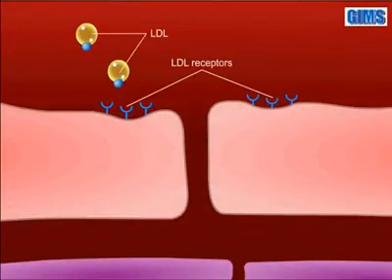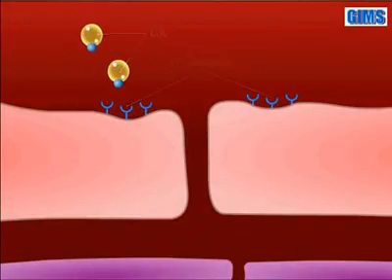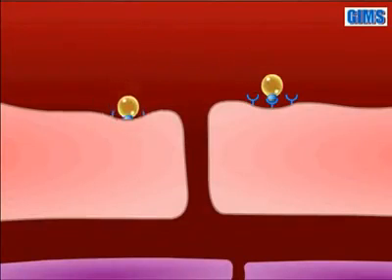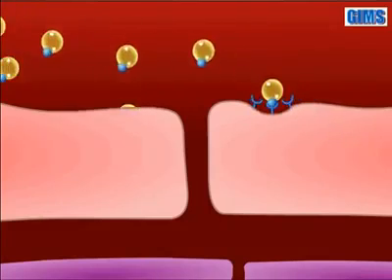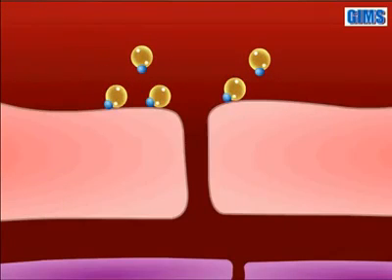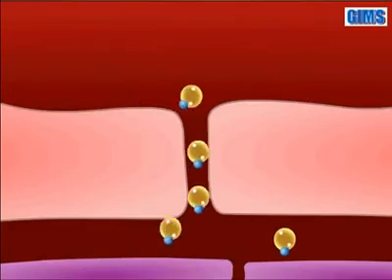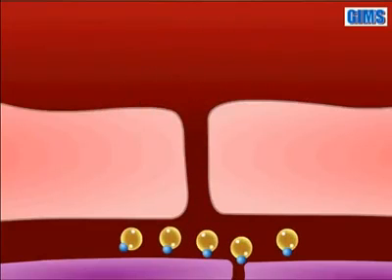The LDL particles may bind to the LDL receptors on the surface of the endothelial cells. The receptor LDL complex is then internalized by endocytosis. Plasma LDL concentrations may exceed the regulated endocytic capacity of the cells. LDL crosses the endothelial barrier and is then trapped in the subendothelial space.